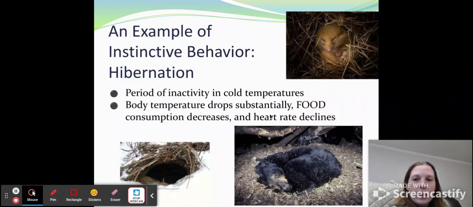Hibernation is another one, and this is defined as a period of inactivity in cold temperatures. The body temperatures will drop for these animals very, very far, and the food consumption decreases, the heart rate declines. So these animals will stock up and eat a lot of food really early and then basically slip into a coma for a couple months.